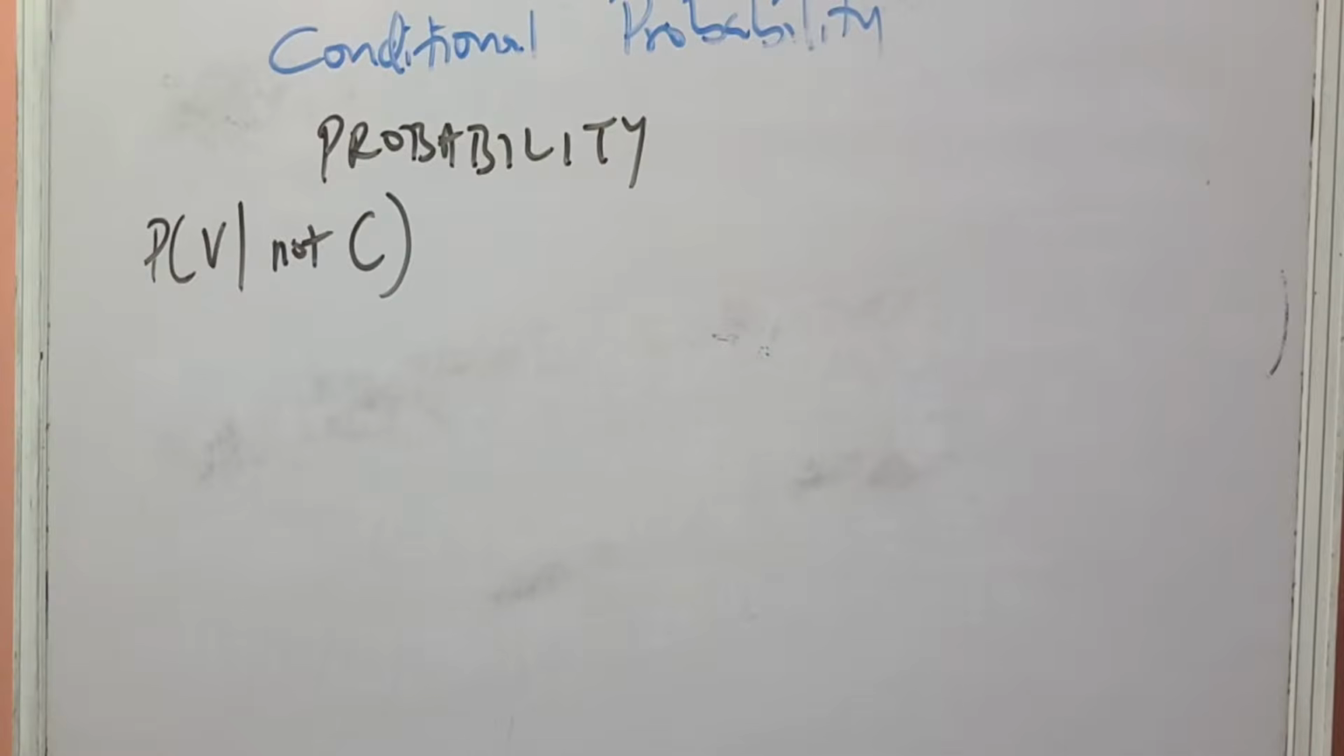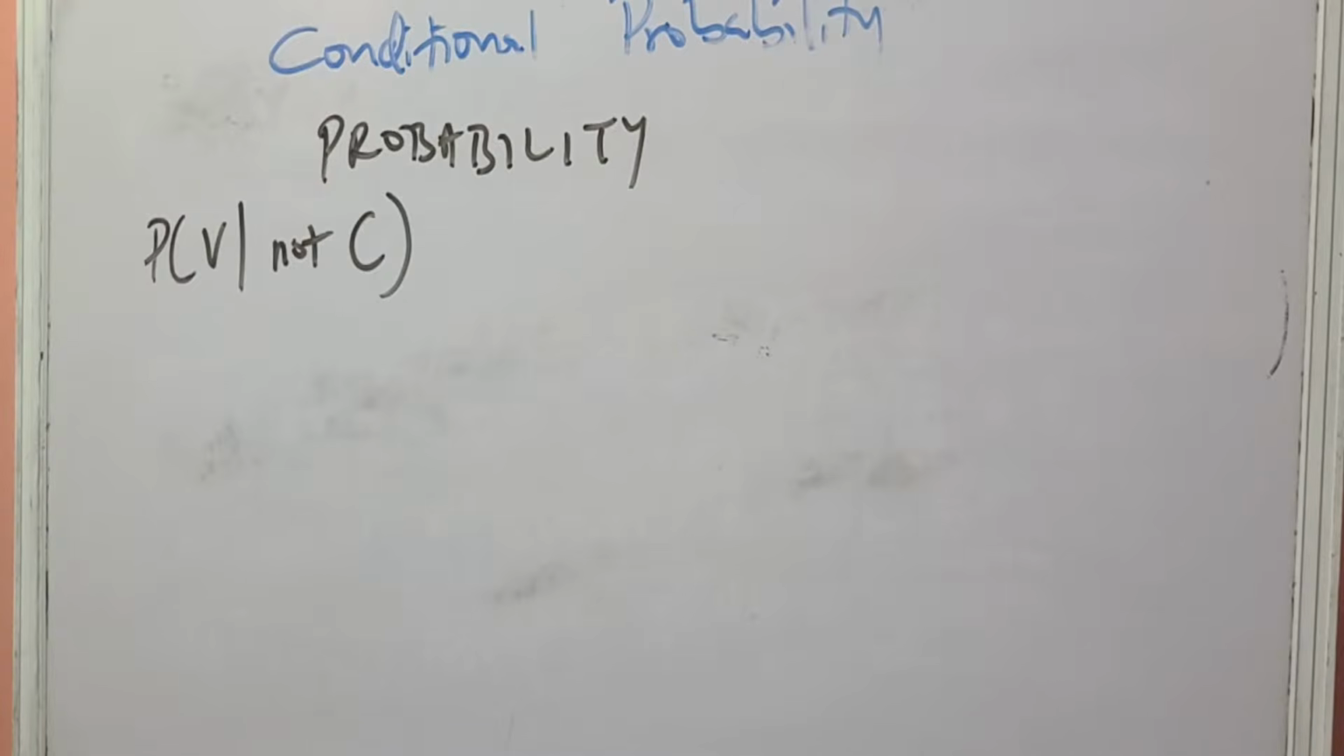A letter is chosen at random from the word probability. Find the probability that the letter is a vowel, given that it is not a consonant. Adebola said 1. Every other person is saying 1.